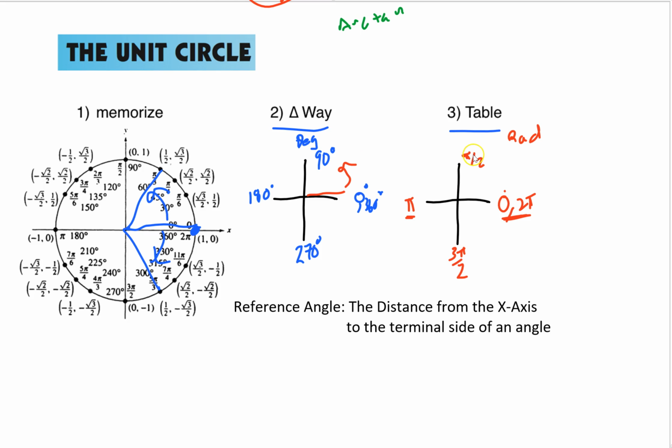So the next thing we all need to know how to do, no matter which way you do this, is what a reference angle is. So I wrote down the definition right here. Reference angle is the distance from the x-axis. Cannot stress that enough. You always go to the x, only the x, to the terminal side of an angle.